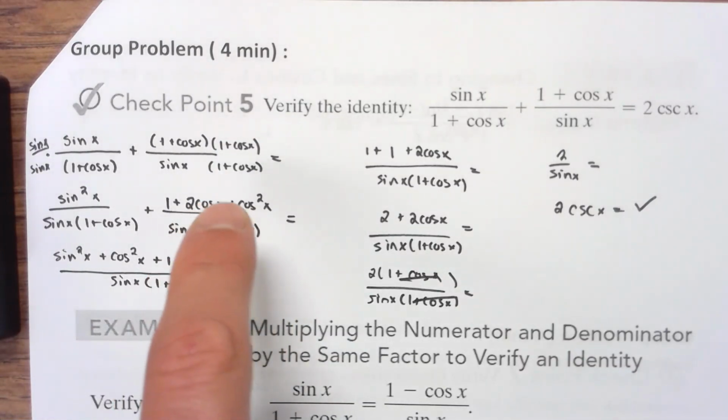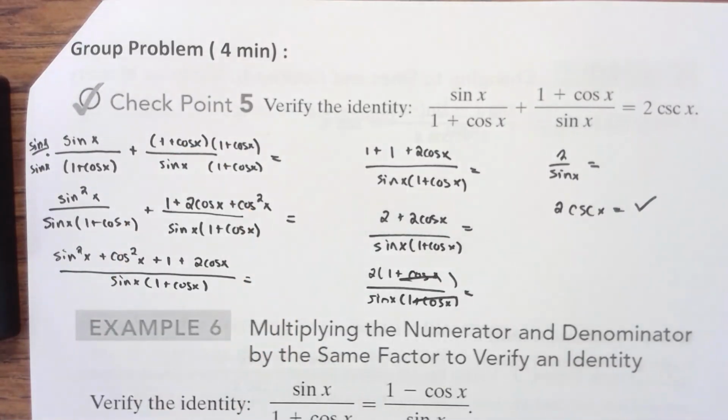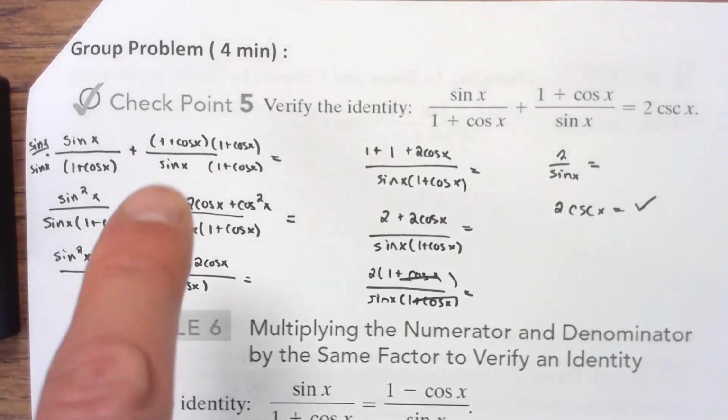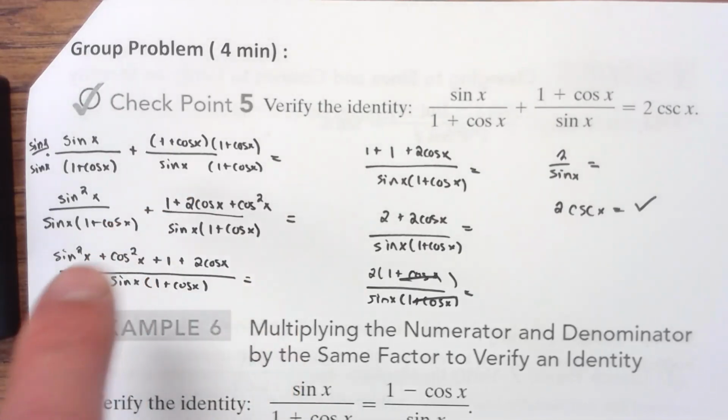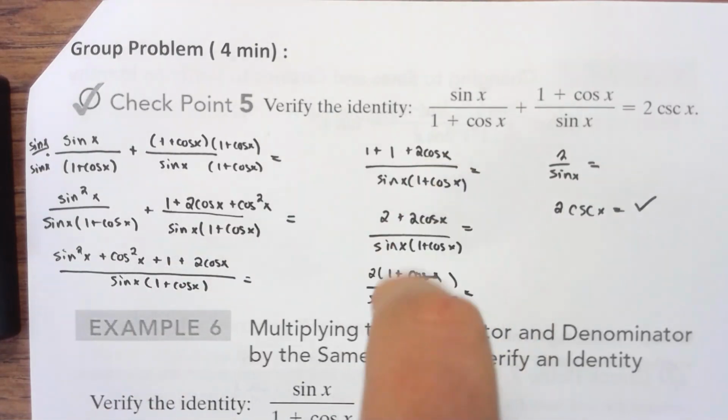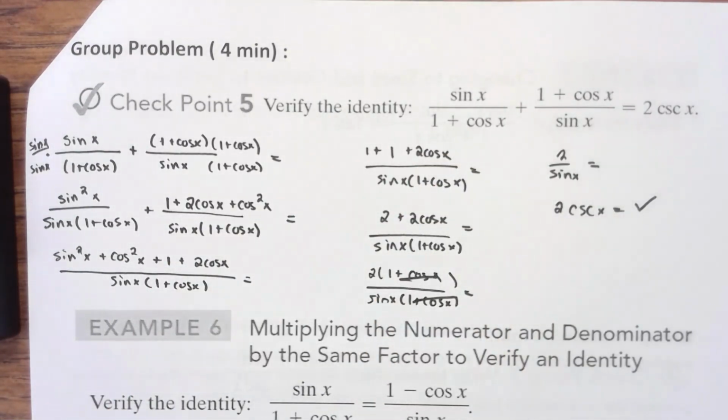On the right side here, this is the result of me FOILing 1 plus cosine of x times another 1 plus cosine of x. I already combined my like terms of the cosine of x's, which is why it's 2 cosine of x. Then I add the fractions together, rearranging sine squared and cosine squared to be next to each other, just so that it's really easy for us to pick up on the fact that that just equals 1. So 1 plus 1 is 2, and then we get 2 plus 2 cosine of x, and that 2 can then be factored out. And then the 1 plus cosine of x is divided out, leaving us with 2 over sine of x, which is 2 cosecant of x.